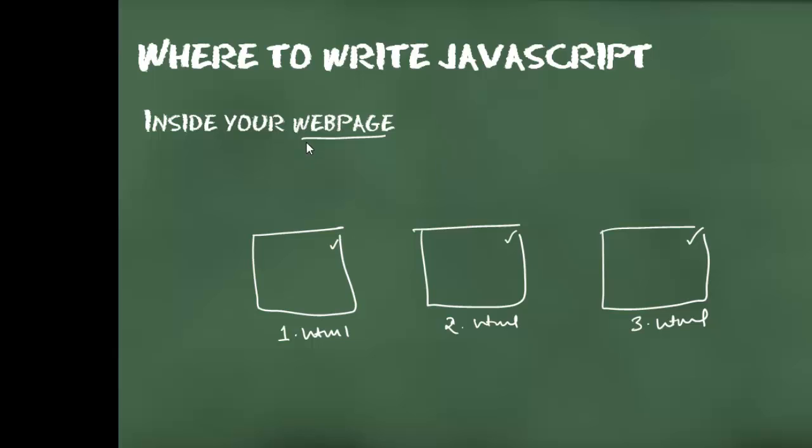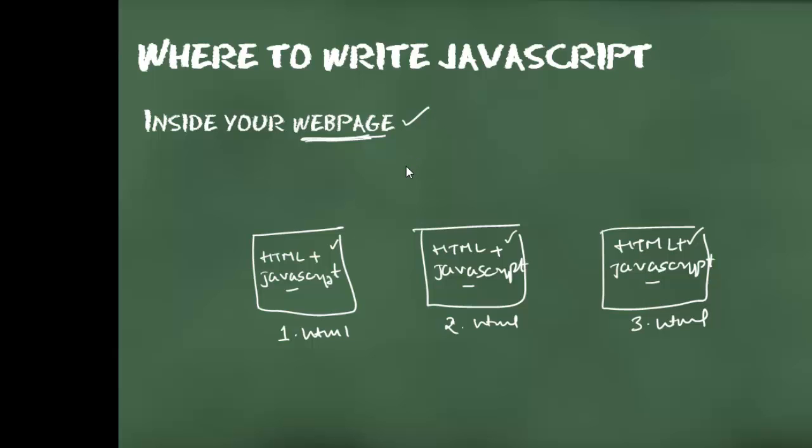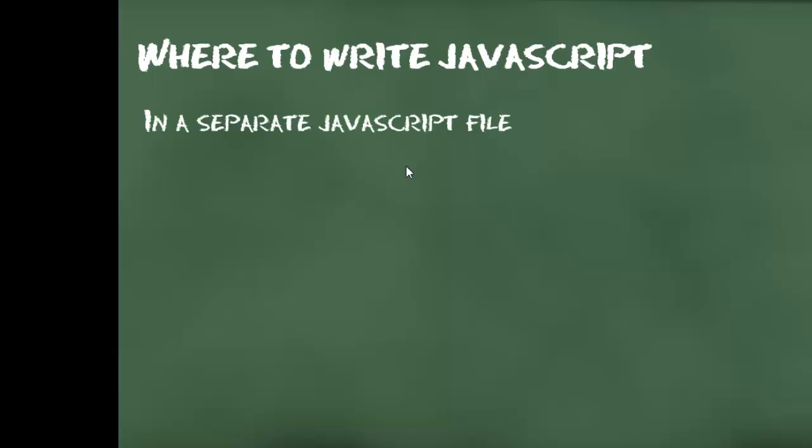So you can write your JavaScript inside your web page itself, which means that you will write your HTML for this page plus JavaScript in this file, and you will write HTML for this page plus the JavaScript in this file, right? So you have separate JavaScript written for 1.html, separate for 2.html, separate for 3.html. So in case you have small things to write in JavaScript, you can put them directly in your web page, right? The second option, you can write your JavaScript in a separate file, and then you can use that file in your pages, right?